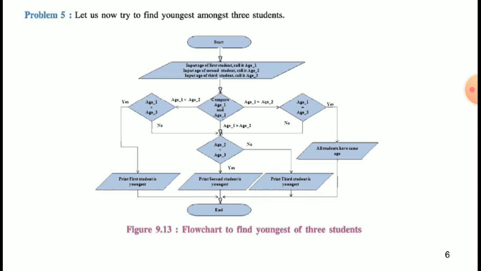Number 4, if age 2 is less than age 1, then compare age 2 and age 3. If age 2 is still less than age 3, then the second student is the youngest. And number 5, otherwise the third student is the youngest. So that is a flowchart to find the youngest of 3 students.